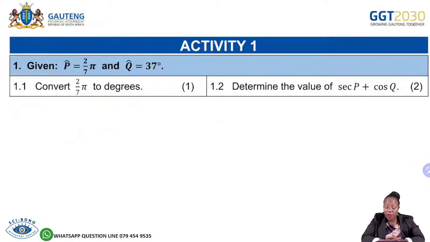And then now your activity, grade 12s, please go through this one on your own. We are still substituting. Please take note you are having radians there. And then the first question, you convert that radian to degrees, and then you determine with substitution the value of sec P plus cos Q. I am giving you 3 minutes, grade 12s, to do this activity. Your 3 minutes starts now.